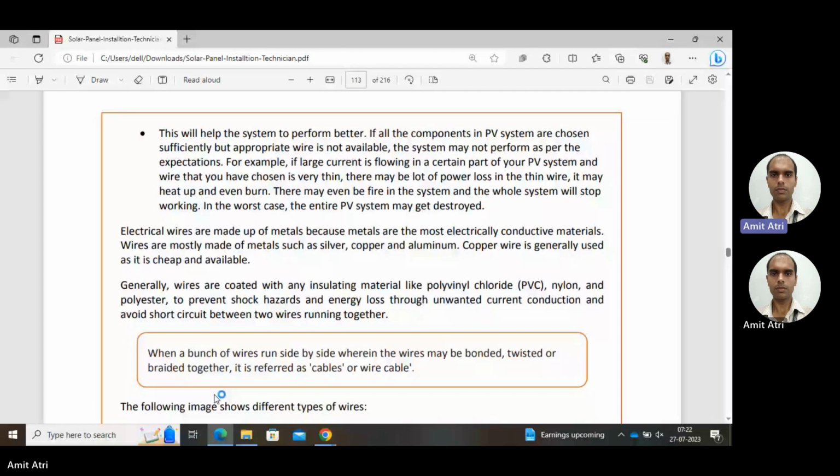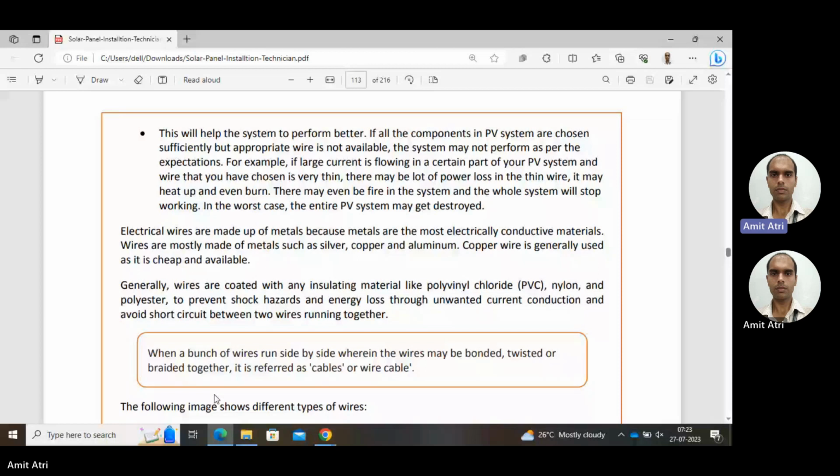So we can say that if our system is connected through a wire of less diameter, less thickness, then heat will increase, losses will increase, and there is a chance of burning. Because of the heat, it will burn the insulation. There may even be fire in the system and the whole system will stop working, and in the worst case, the entire PV system may be destroyed. So we have to take care of the wires as well as we take care of the other equipment which we have discussed in our previous chapters.